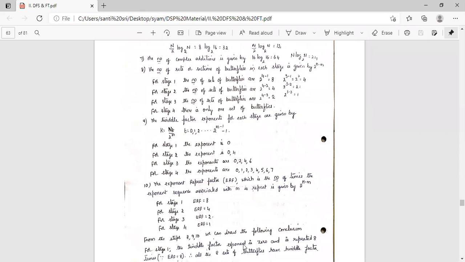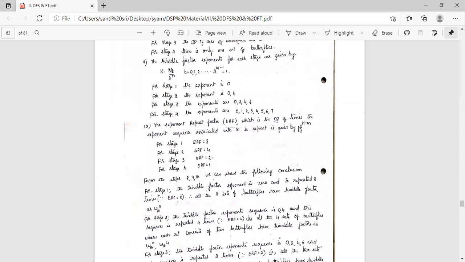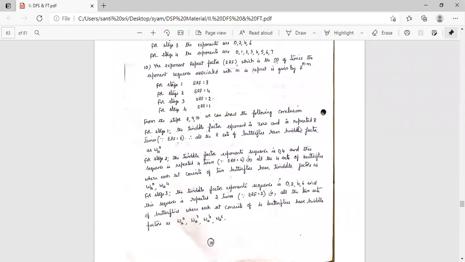So the exponent repeat factor ERF, which is the number of times the exponent sequence associated with m is repeated, is given by 2 power N minus m. That is, for stage 1 ERF is 8, for stage 2 ERF is 4, for stage 3 ERF is 2, and for stage 4 ERF is 1. From the steps 8, 9, and 10, we can draw the following conclusions.